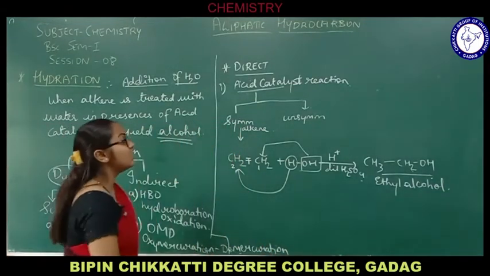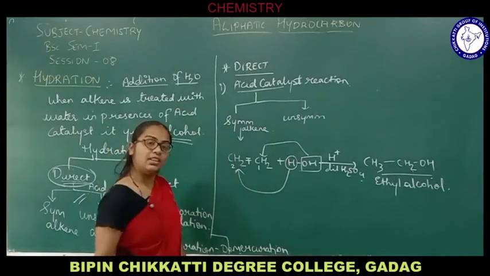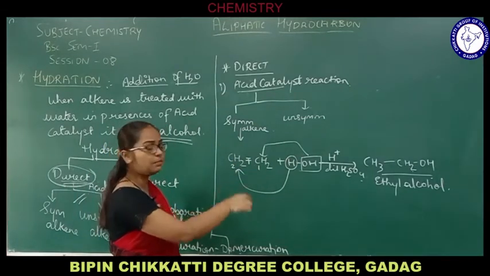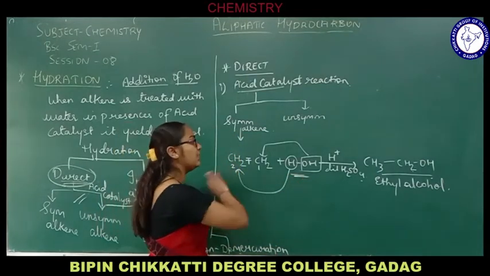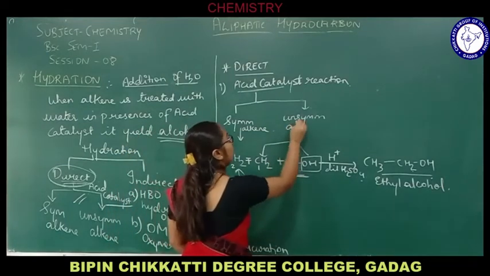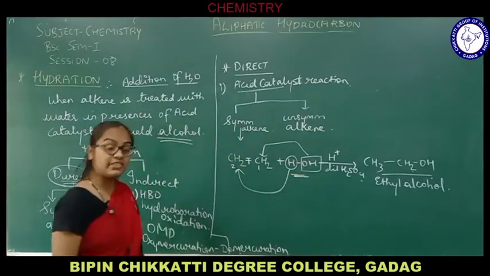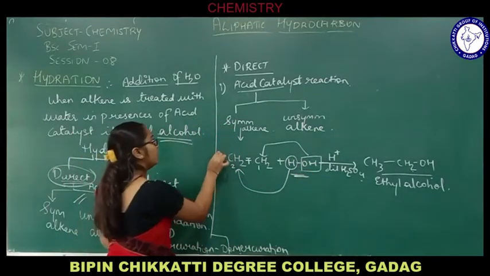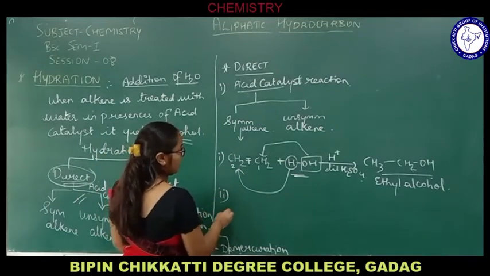So this is a symmetrical alkene. For symmetrical alkene, the way is different. Here the hydration is taking place. The addition of water is taking place for the symmetrical alkene in a very simplified manner. But now when I consider the addition of water for unsymmetrical alkene, the way will be different. Okay, now let's understand for an unsymmetrical alkene.